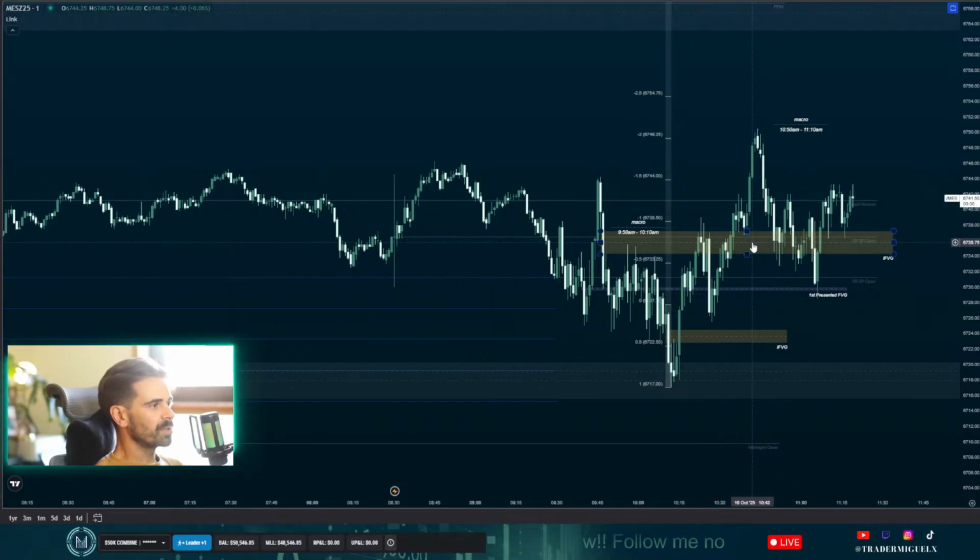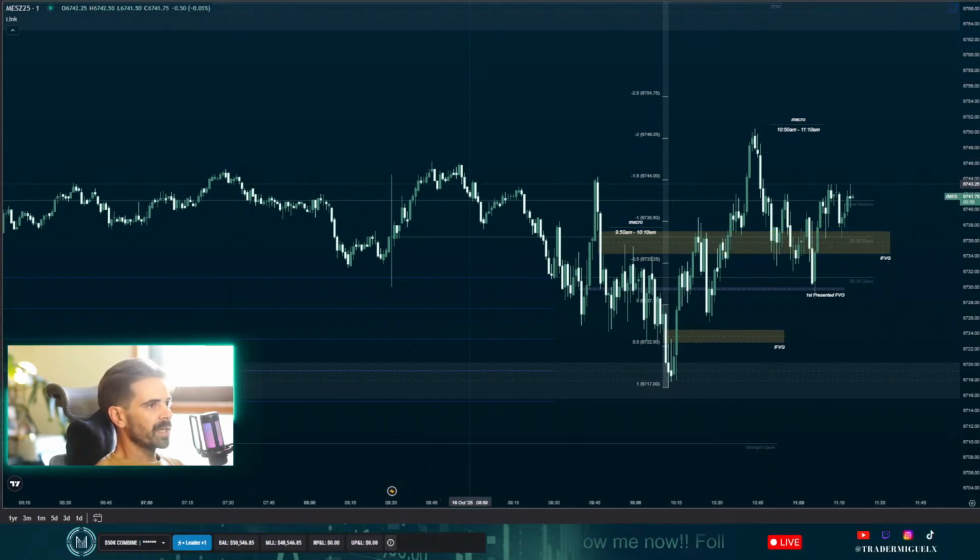That way you would probably be at break even or something like this. But if you're trying to play the things as they should be played, positioning your stop loss in the right spots, yeah, you would have been burnt today.